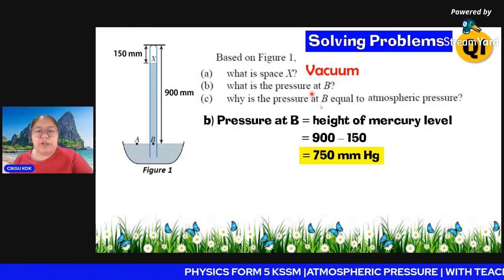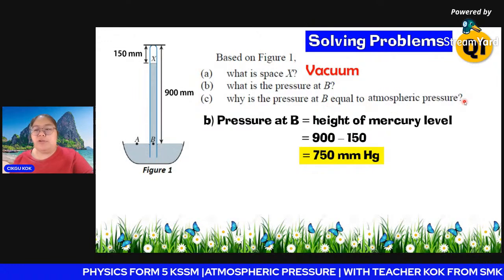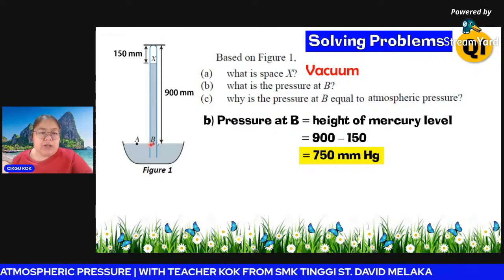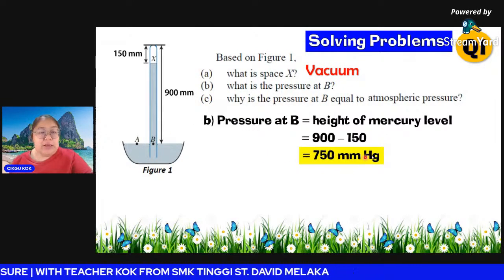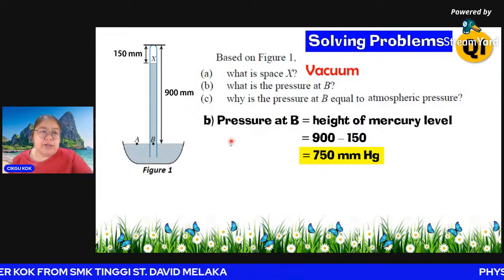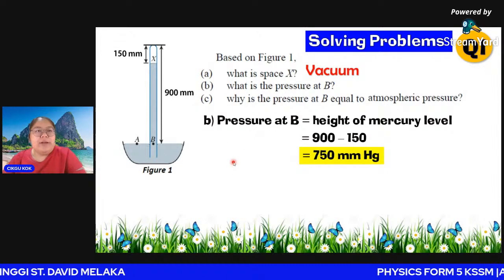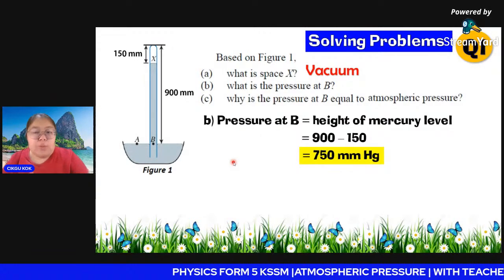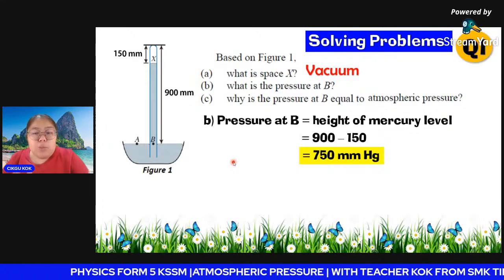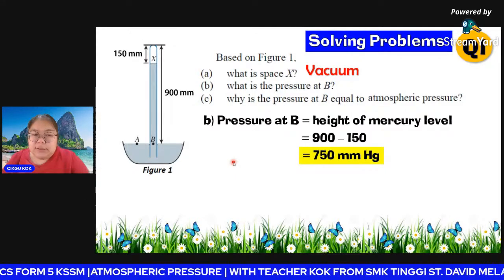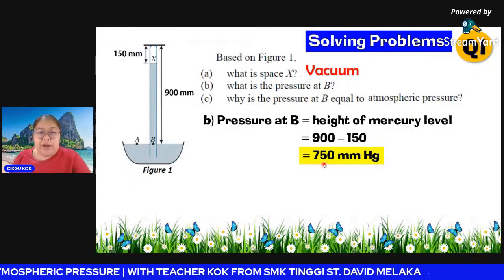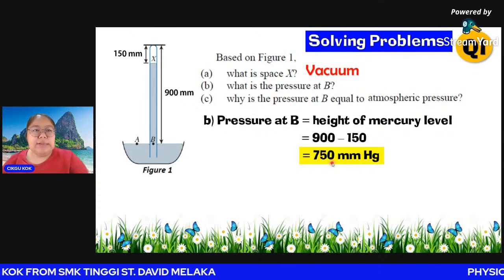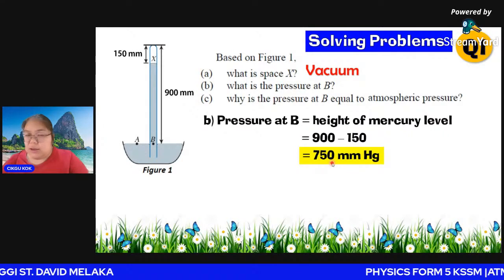Why is the pressure B equal to the atmospheric pressure? Why you say the C, pressure B, okay, 750, why is it the same as the atmospheric pressure? So anybody can answer me? Okay, just now Sharon answered half only. They say pressure B is the same as pressure A. Why? Okay, you must answer why for the C. That means the A also must be 75 cm mercury, but the reason why? Okay, Sarah answered same height as pressure A. Okay, same height.